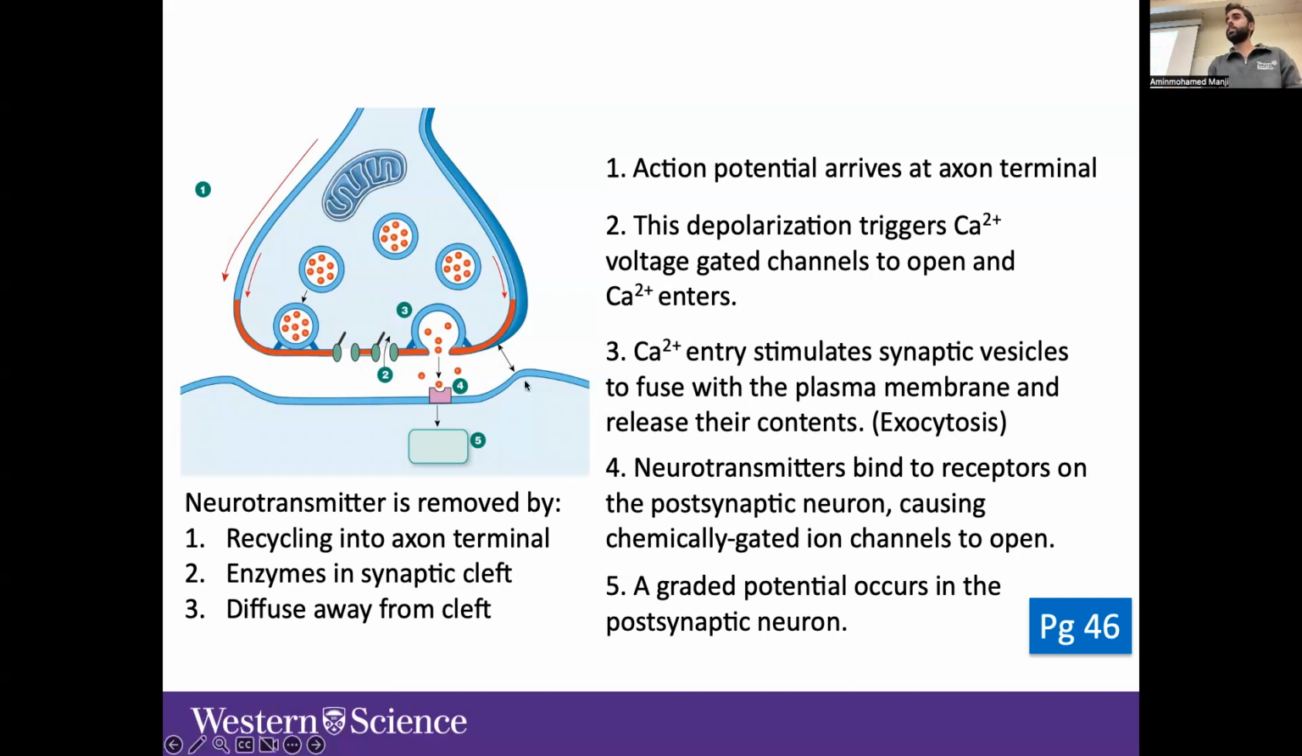And to stop this process, basically you want to get rid of the neurotransmitters over here. So you can either just bring them back into the axon terminal through a recycling process. You can break them down using enzymes, or you'll see there's actually some spaces here that those neurotransmitters can basically just diffuse away, right? So they won't keep binding to the receptors then. Any questions on any of that?